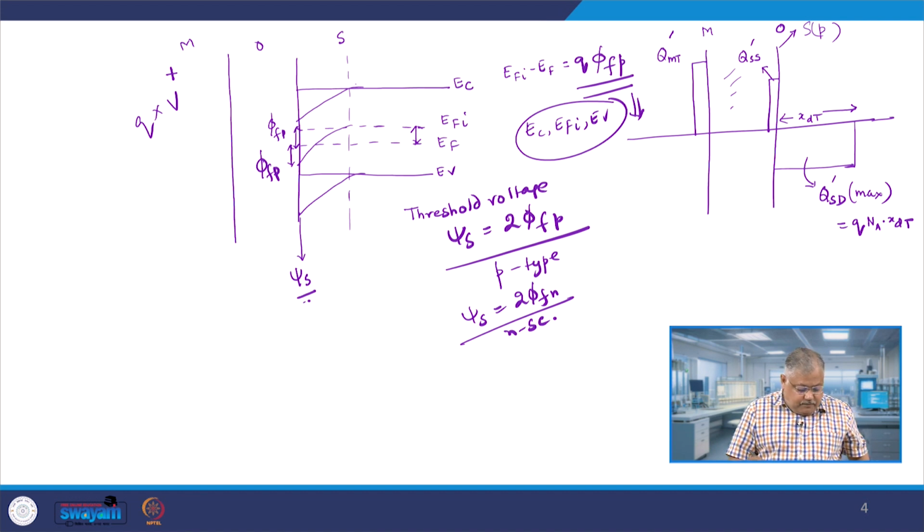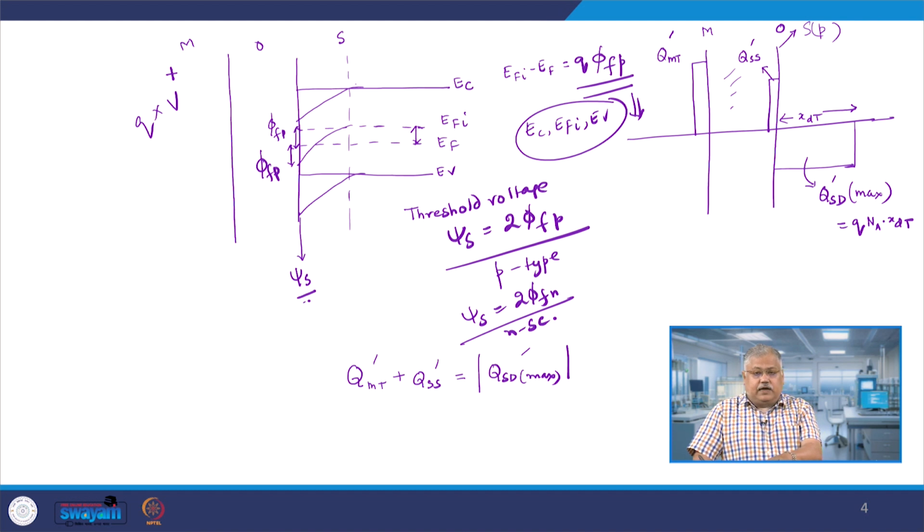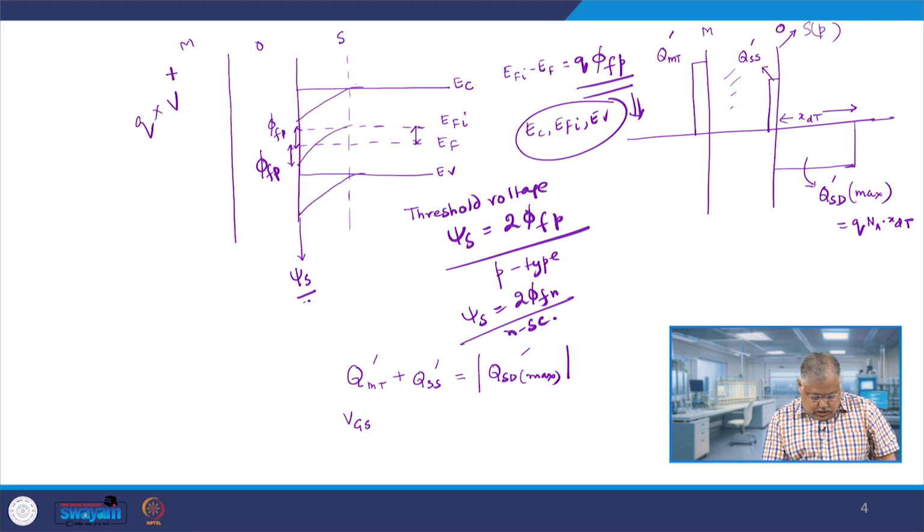With this fundamental principle, let me write down the expression now. So, this will be Q of MT prime plus QSS prime must be equal to Q of SD maximum, which you can get prime mod of it. I am not worried at this stage about the sign of this. So, I get the metal charge plus the oxide charge must be equal to the QSD charge, right. So, if you take it and find out, we know that change in Vg will be given by change of V oxide plus change of phi s, psi s.